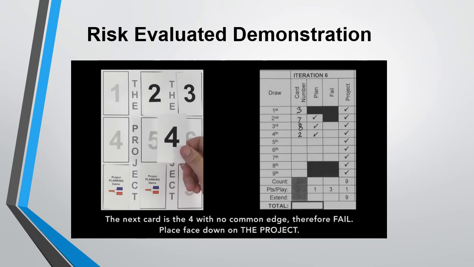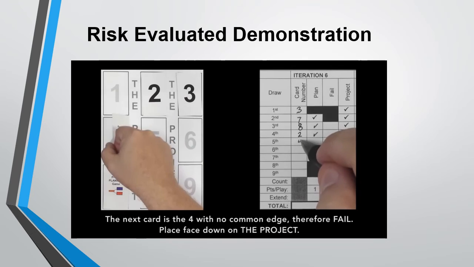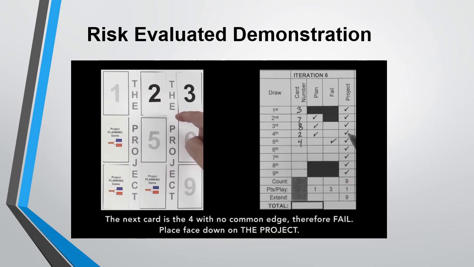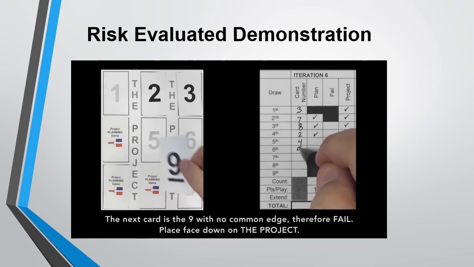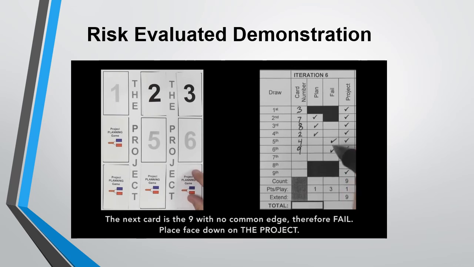The next card is a 4. No common edge, therefore fail. Place face down on the project. The next card probability is 75%. Decide to play the card. The next card is 9. No common edge, therefore fail. Place face down on the project.